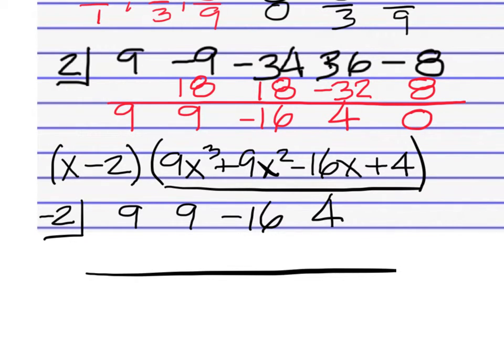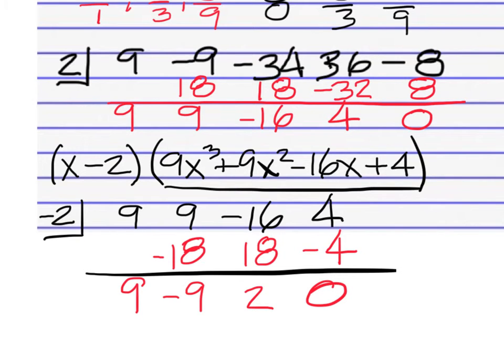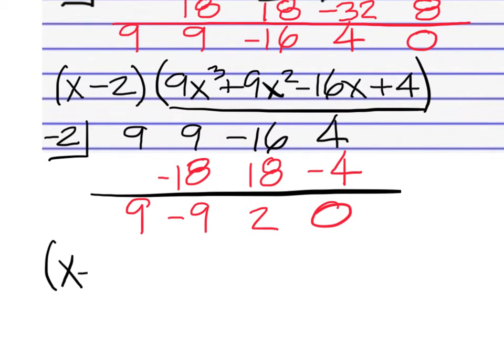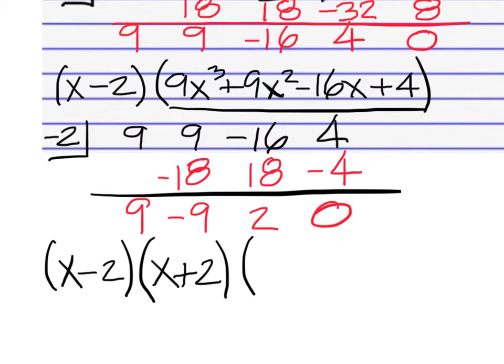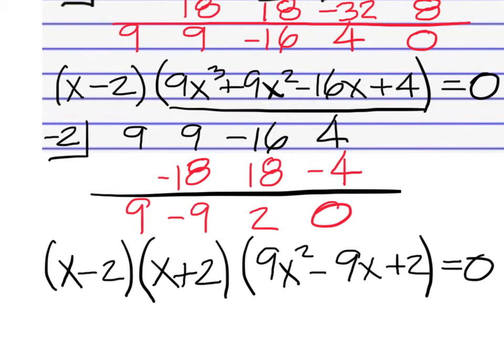So drop the 9, multiply by -2 to get a -18, add to get a -9, multiply to get a +18, add to get a 2, and multiply to get a -4, add to get a 0. So don't forget, we had an x minus 2 to start with, and when we divided by -2 in this last step, we were really dividing by what expression? X plus 2. And then we're left with 9x squared minus 9x plus 2. So we have that quadratic expression left here at the end, right there.